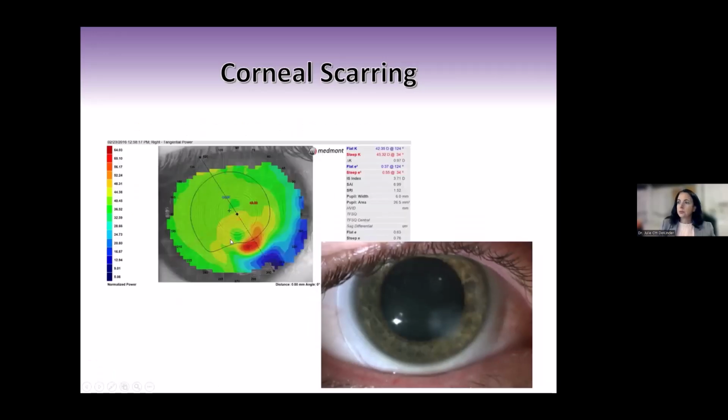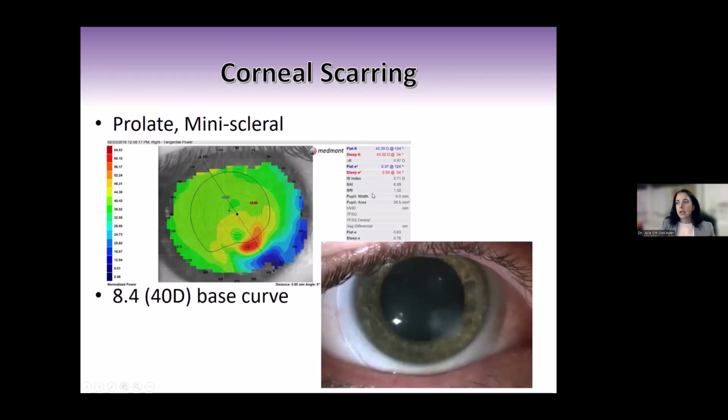So here is the topography for that. And you can see we have a small area of steepening, some corneal irregularity, and I did go with a prolate lens with a flat base curve. I did a 40 diopter, and when I told you I typically fit 2 diopters flatter or so, you can see their flat K was a 42, so I followed what I typically do there. It was a 16 millimeter, and then the sag was a 34. So that's how I picked that first lens, went with a prolate design, mini scleral, patient can handle it very easily.